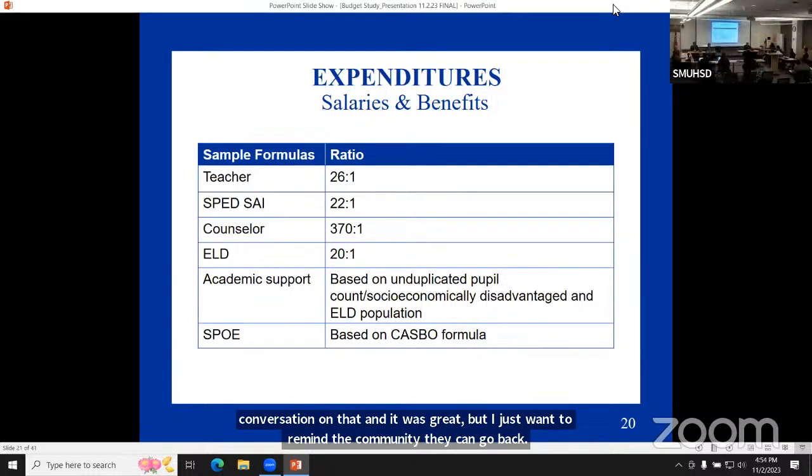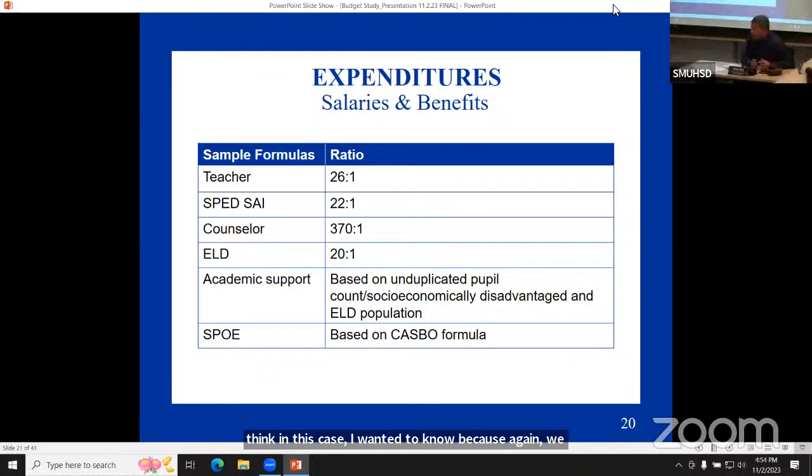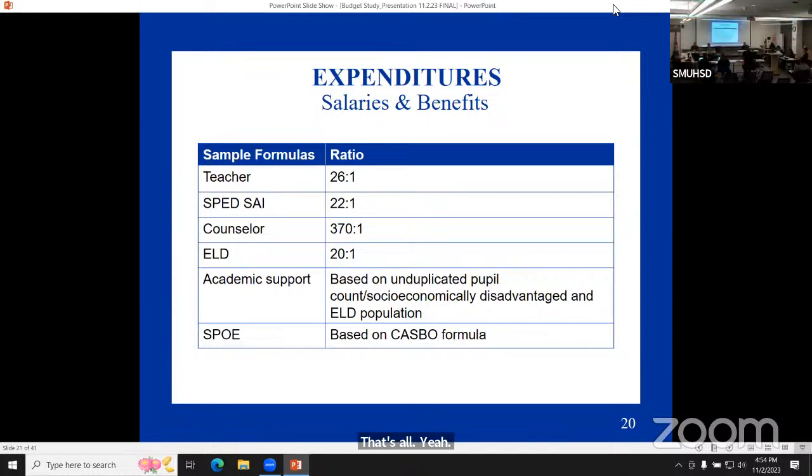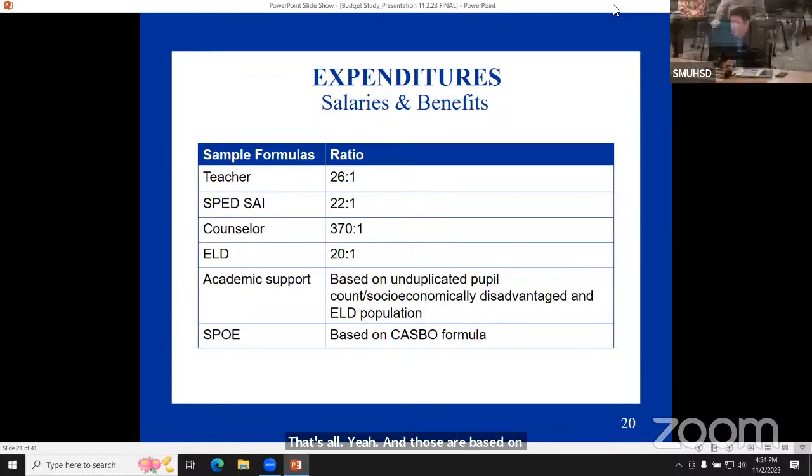I just think in this case, I wanted to know, because we want to maintain our program as best as possible, especially with academic support. Yes, these are programs that we're listing, and I just want to make sure we know what they are so that when we talk about them later, the assurance of not wanting to cut in this area is something that I want to emphasize. Those are based on our sites with more unduplicated pupils getting the larger share of those allocations.